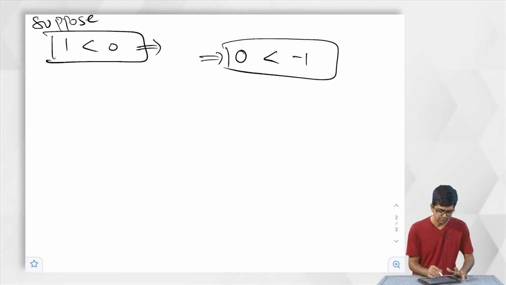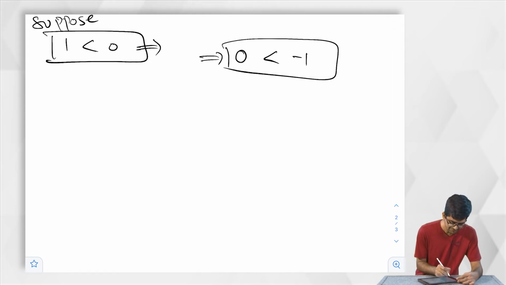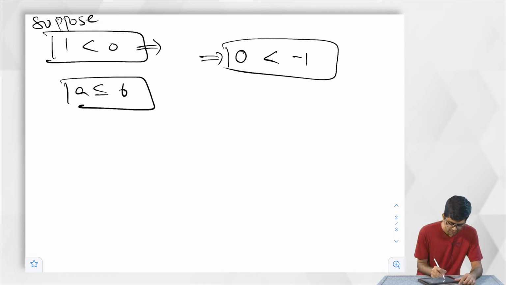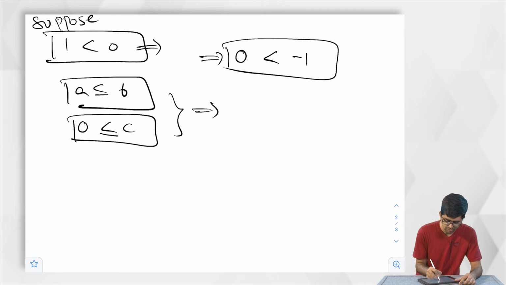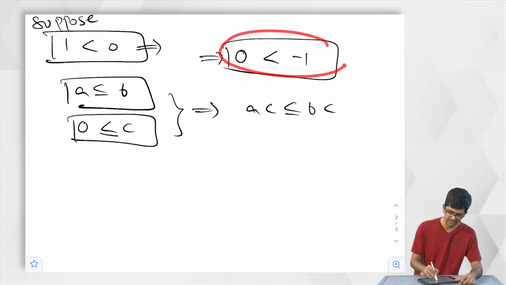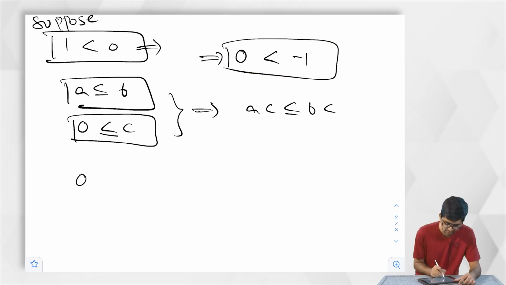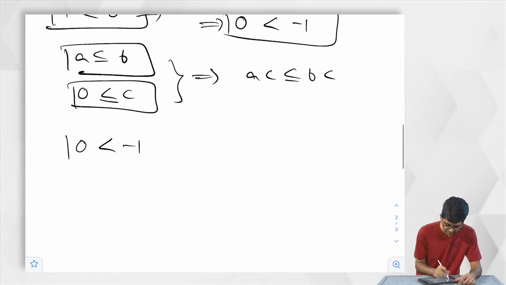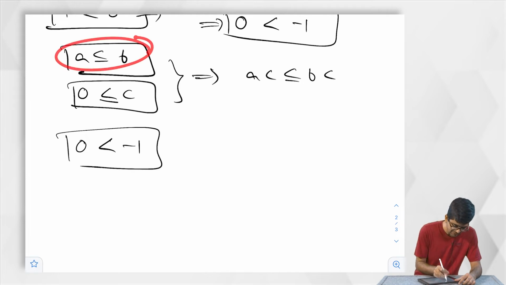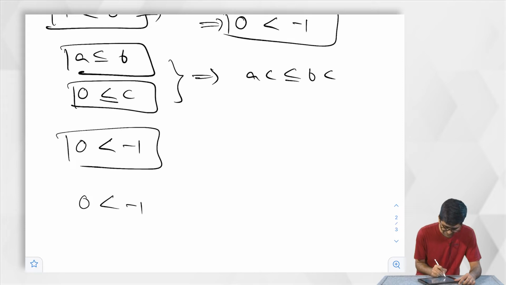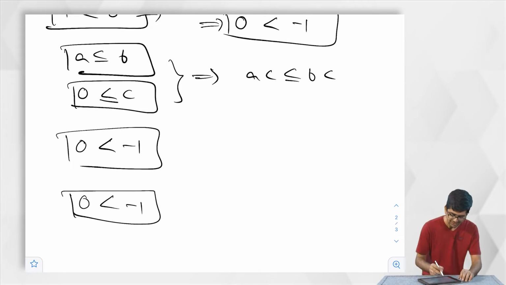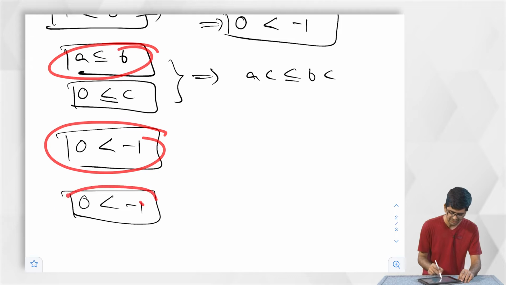Now, let us use the second condition. What does it say? If I am starting with some relation like this, and if I know C is positive, these two should imply AC is less than or equal to BC. Let us do the same thing for this situation. 0 less than minus 1, treat this as same thing as this. Again 0 less than minus 1, it looks like I am writing same thing twice, but the first thing is about this, the second thing is about this.